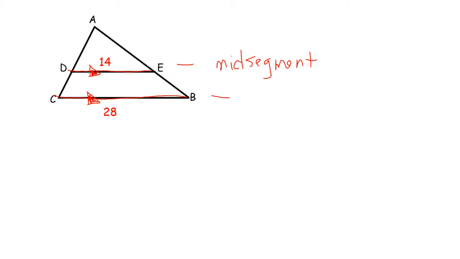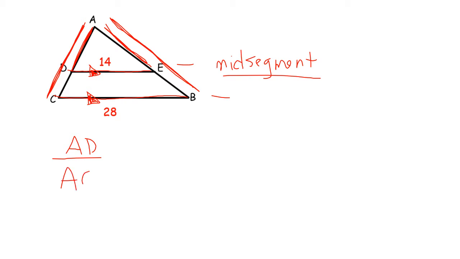So since this is a mid segment, then here's what I know. I know that this is going to be proportional to this, and this is going to be proportional to this. There's lots of things that you'd have to make to say it, but it's going to eventually be true because this is a mid segment. So I can make the statement that AD over AC is going to equal AE over AB.